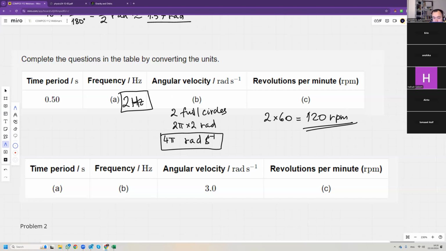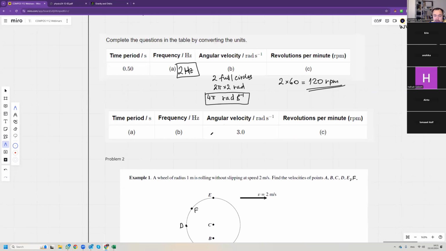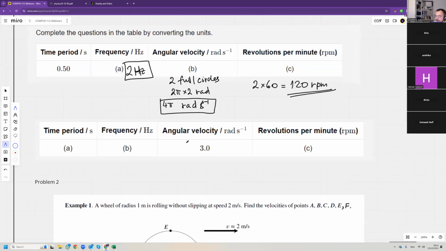So this is a common unit to use in machinery, because you don't always want to know how many rotations per second. You're more interested in how many rotations per minute, because it's a more meaningful value. So yeah, when you talk about a car, the frequency of rotation of the engine is given in RPM.